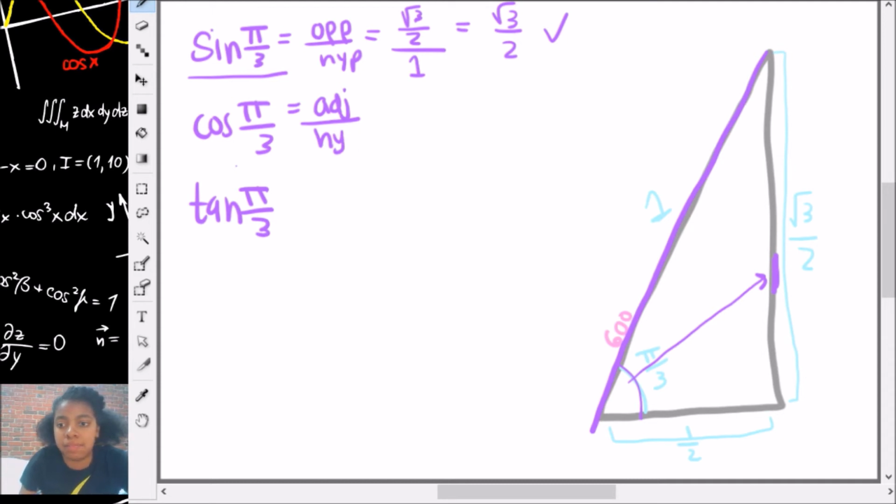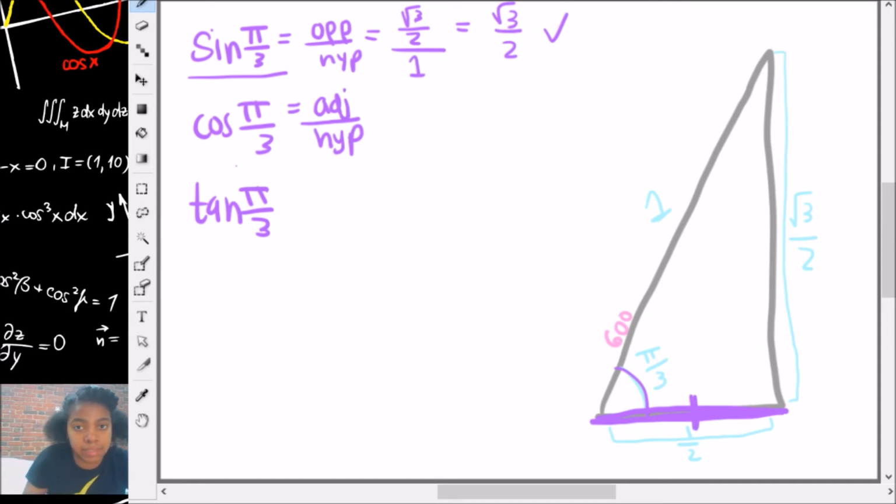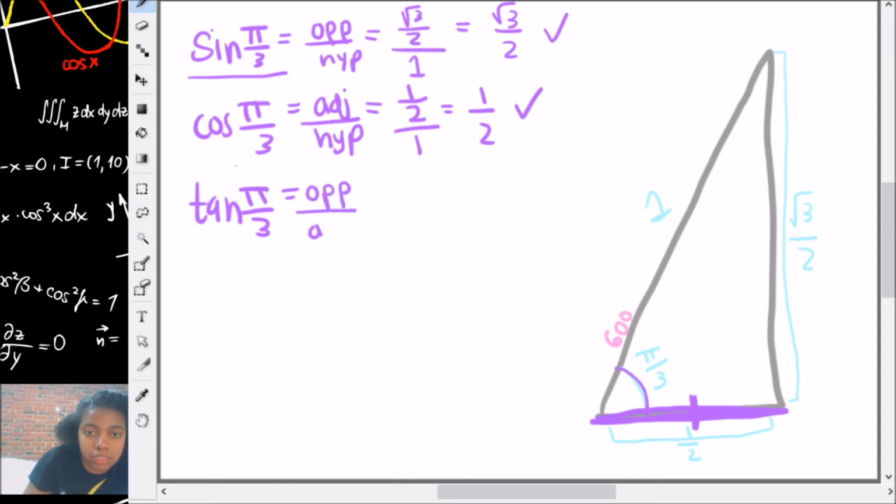Let me just erase this real quick. The adjacent side is always going to be the side that's right next to the angle, but isn't the hypotenuse. So this little side right here. And the hypotenuse is always our little 1. So the adjacent over the hypotenuse is 1/2 over 1, so it's just 1/2. Bang, we're good. Now the tangent is the opposite over the adjacent, the TOA in SOHCAHTOA.